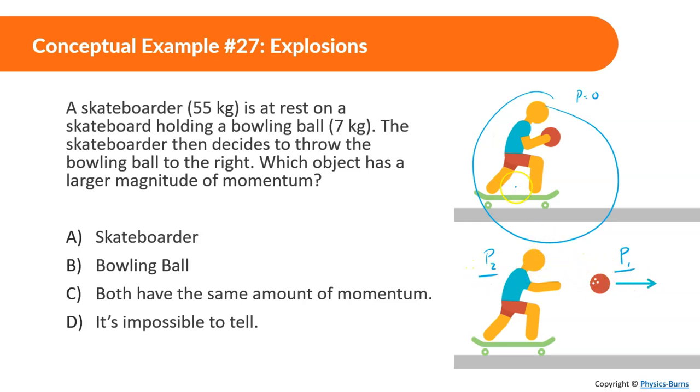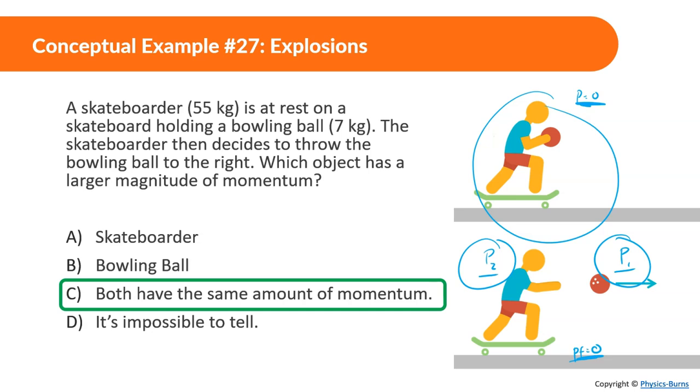What we should know is at the very beginning, the momentum is 0. And after the throw, the momentum should still be 0. So that means P1 and P2 should be equal, but they're just in opposite directions. So their magnitude should be the same.